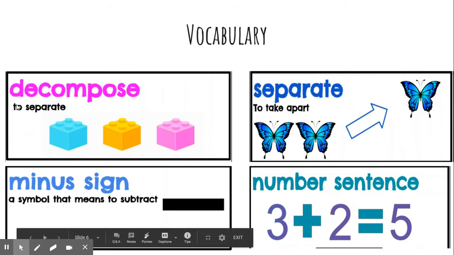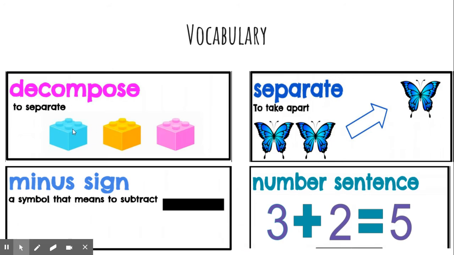Vocabulary. Our first vocabulary word is decompose. Can you say decompose? And that means to separate. So if you notice, they separated these Legos. Separate. Can you say separate? Separate means to take apart. So separate and decompose mean the same thing. It means you're taking it apart.